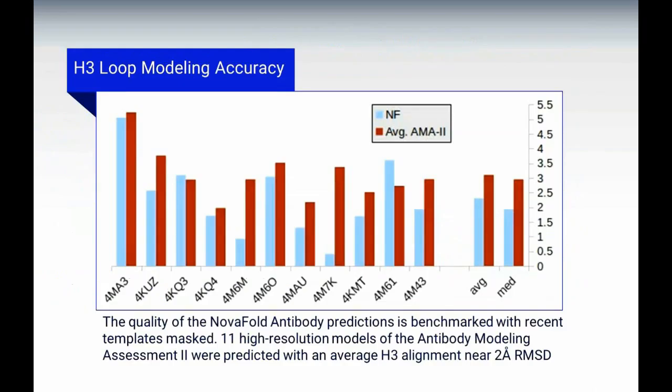Shown here is the breakdown from this benchmark for 11 structures, in which the NovaFold antibody is shown in blue. Lower RMSD scores are better. And on average, we're doing better on most of the targets shown here, and that's what led to a nice low RMSD for an average.